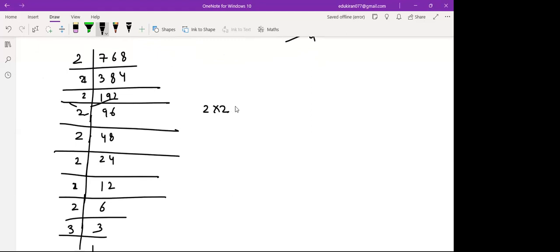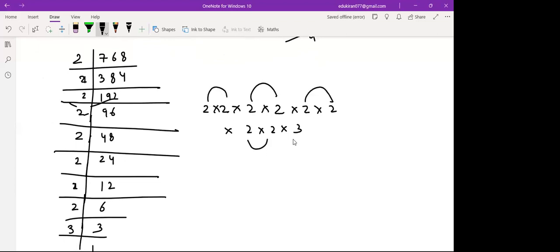So over here, when you find the pairs, I'm just writing here: 2 multiply by 2, multiply by 2, multiply by 2, multiply by 2, multiply by 2, multiply by 2, multiply by 2, multiply by 3. So this is a pair, this is a pair, this is a pair, this is a pair, but this doesn't have a pair. So what you will do, 768 multiply by 3. Yes? So after multiplying it by 3, what did you get? 2304.